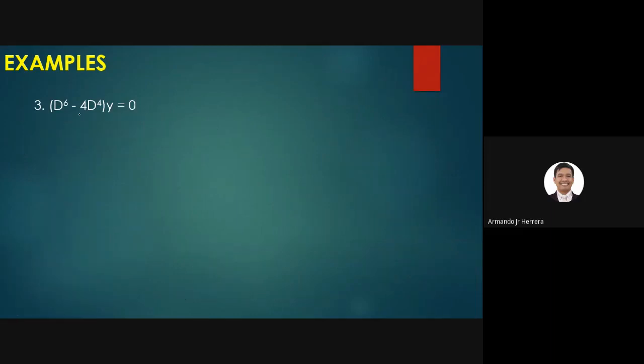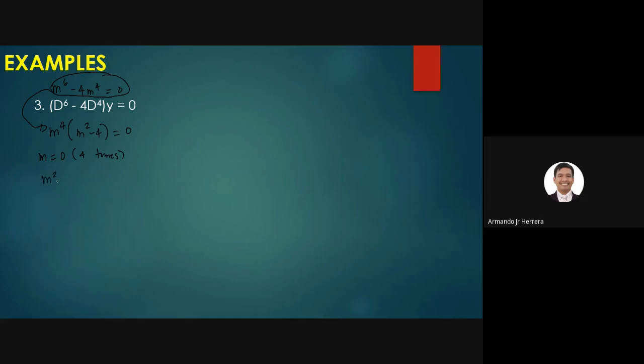So we have here D to the 6 minus 4D to the 4th y is equal to 0. So gagawin lang natin, again, factor out, or pwede natin kasi siyang i-express as m to the 6 minus 4 m to the 4th. And then equate natin sa 0 to find the roots. So you have m to the 4th is a common factor. Magkakaroon tayo ng m squared minus 4 is equal to 0. Then you have m is equal to 0 four times, kasi to the 4th yun. So m1, m2, m3, m4.